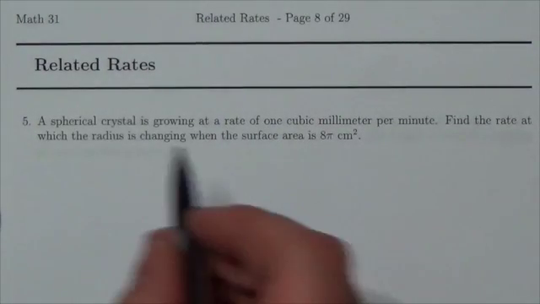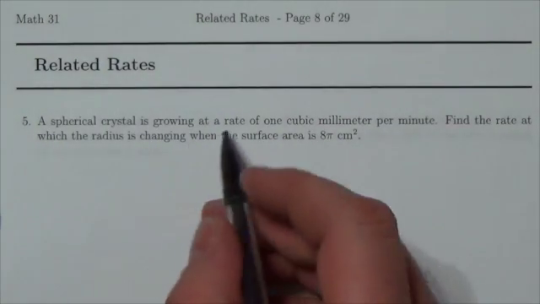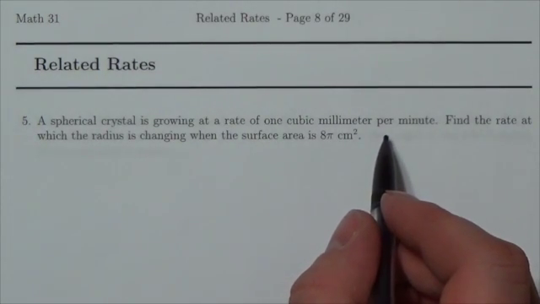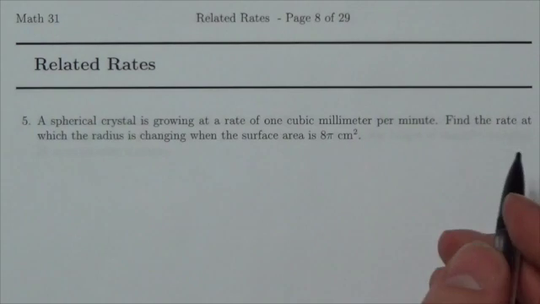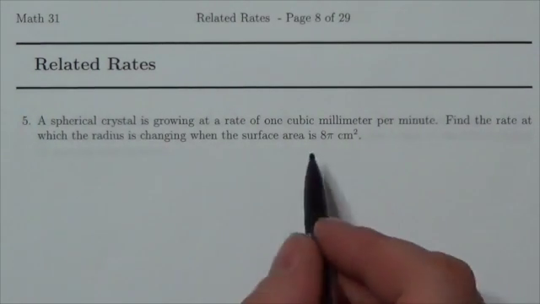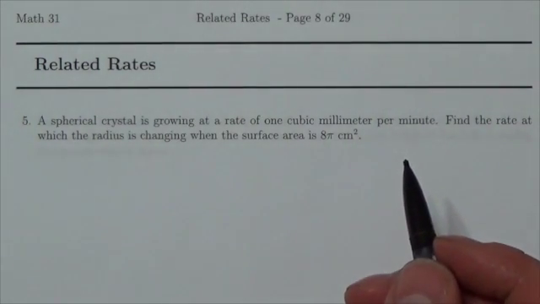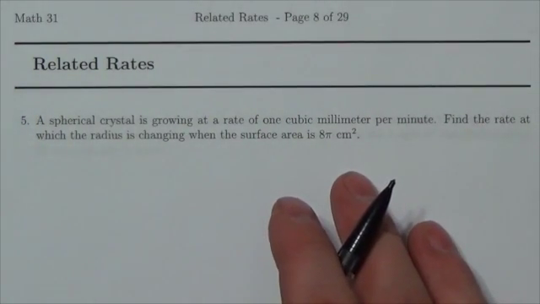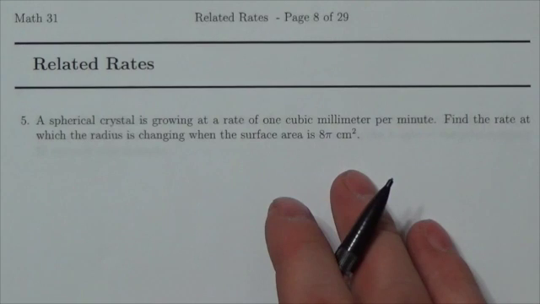So in this related rates question, we read that a spherical crystal is growing at a rate of 1 cubic millimeter per minute. Find the rate at which the radius is changing when the surface area is 8 pi centimeters squared. Okay, so we got a couple of things going on here that we're going to have to pay close attention to as we move through this.